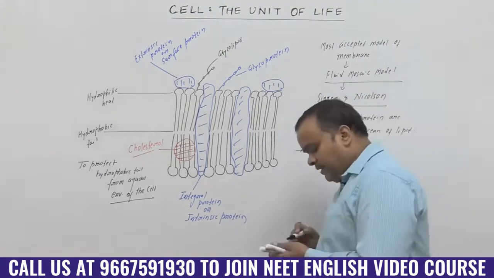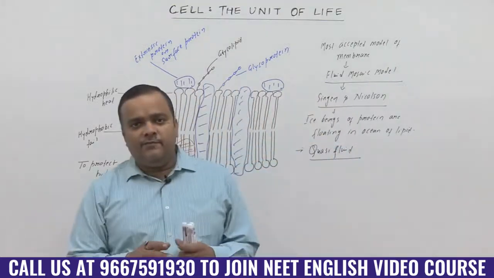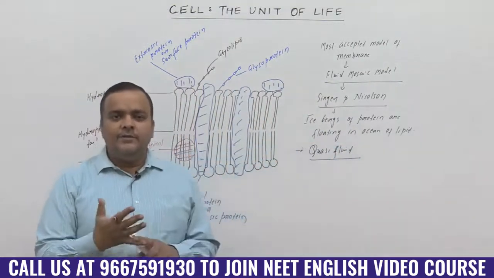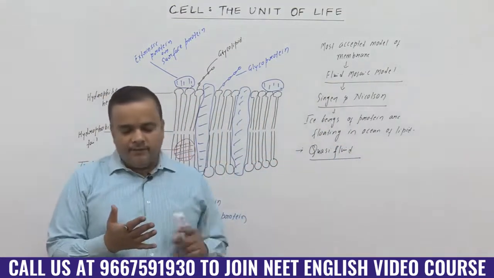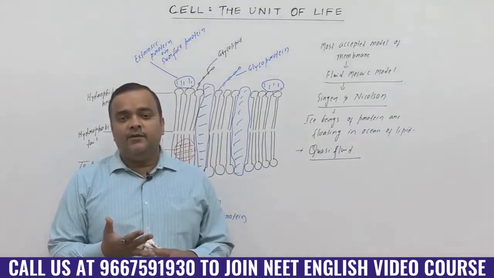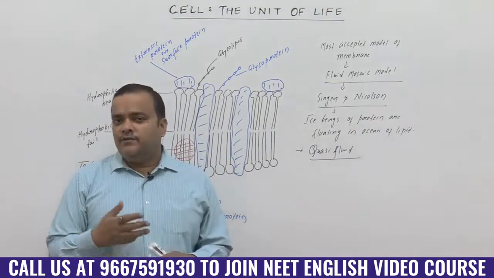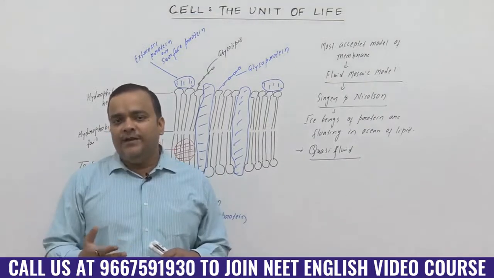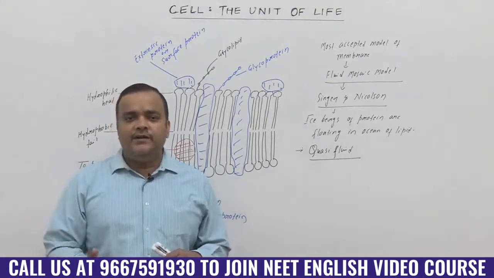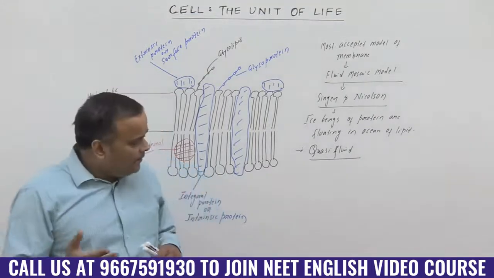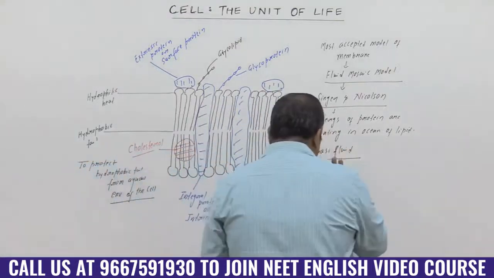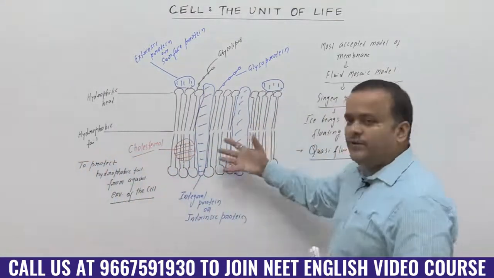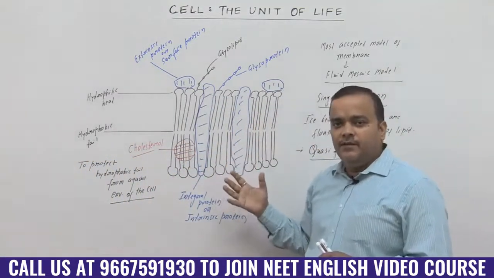This is not the first model of the membrane. Before this, the unit membrane model by Robertson and the sandwich model by Daniel and Davson were proposed, but those models were not accepted because they were not able to explain how transport across the membrane takes place. But because of the quasi-fluid nature of the membrane, transport across the membrane is possible.